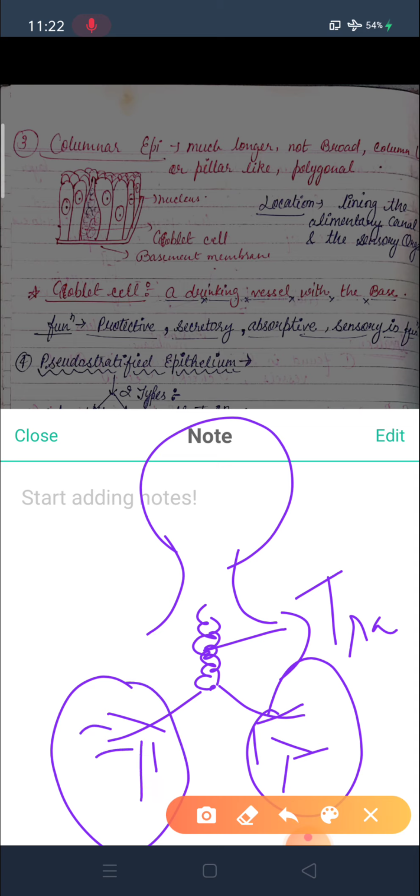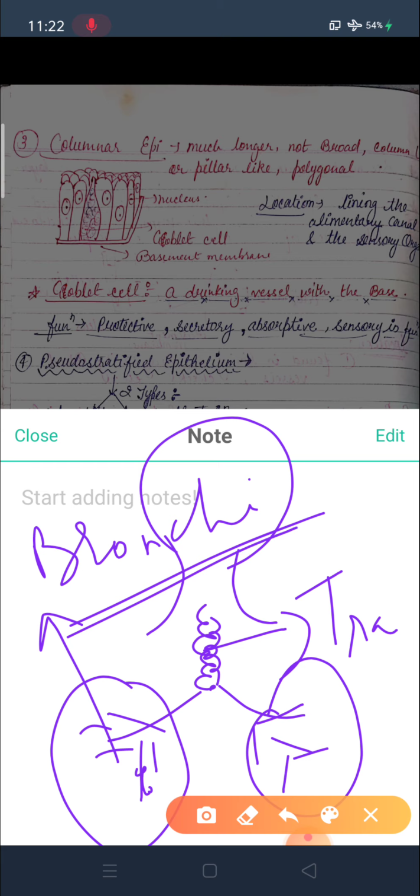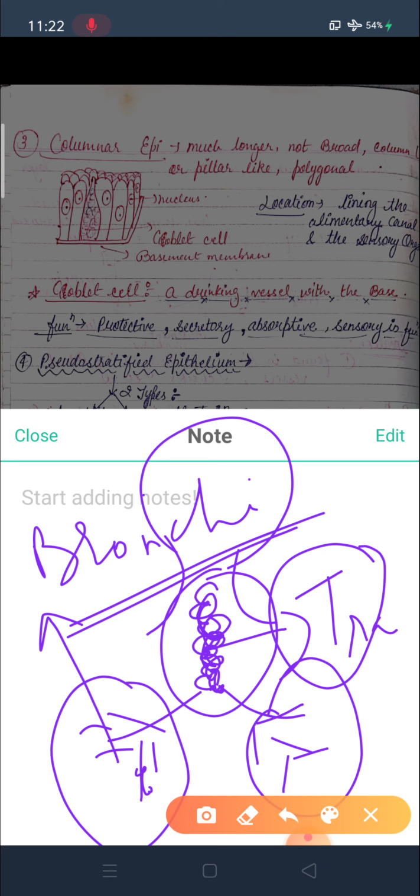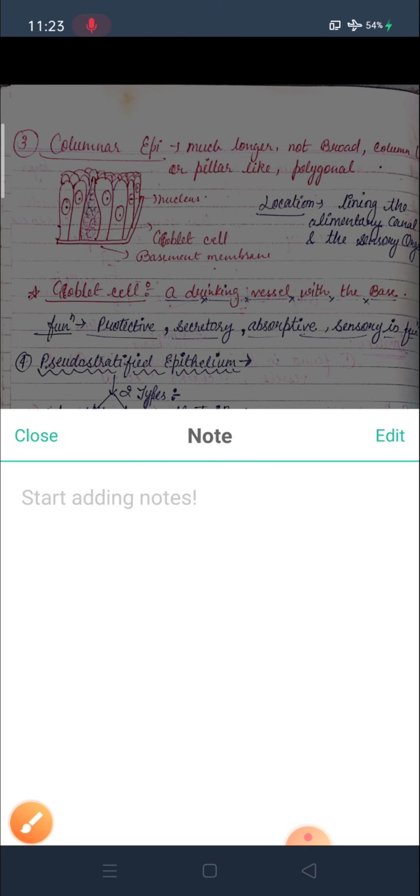This primary or secondary structure is called bronchi. So we will here observe that the pseudostratified tissues are found in trachea and bronchi. Clear?